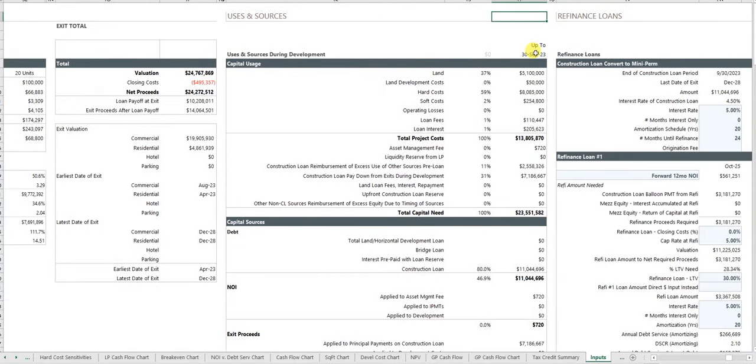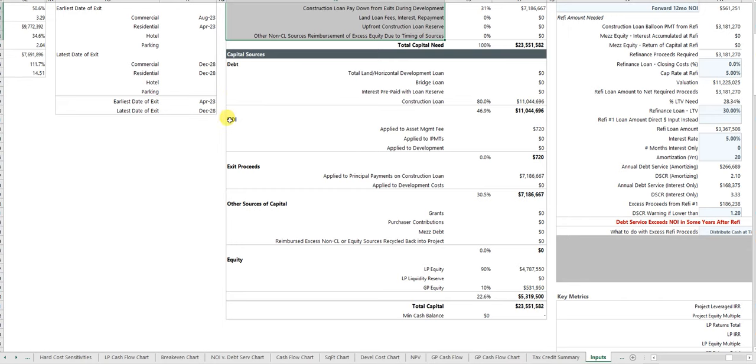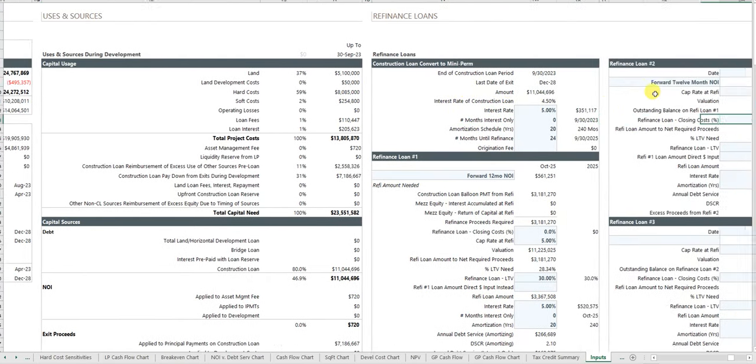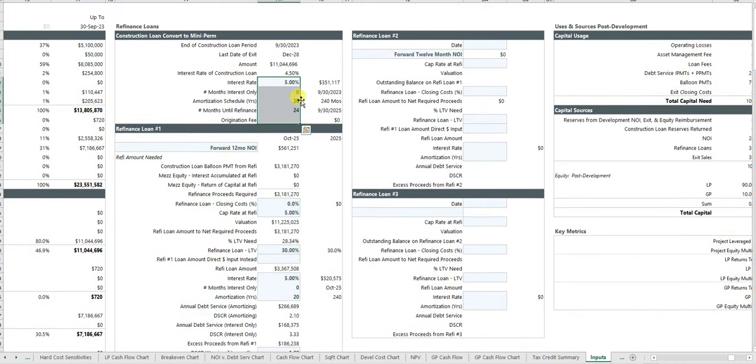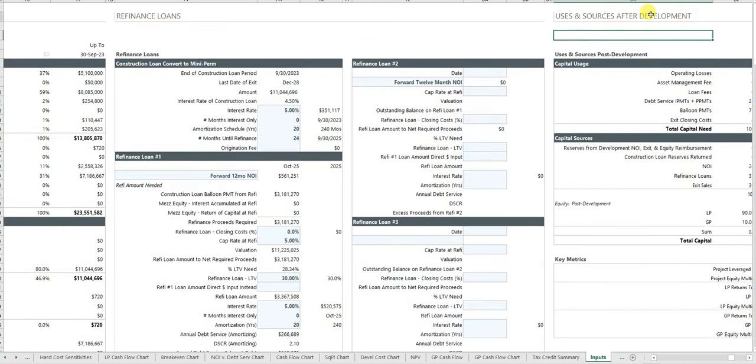And then we have our uses and sources. Nice breakdown here of all of the project costs that the bank will lend toward, and then you have other capital need items. Sources in the form of debt, NOI, exit proceeds, other sources of capital, grants, mezz debt, etc. At the end of the development period, you can convert to a mini perm, or you can just straight out refi. You can do the mini perm first and then refi. You can do 2 other refinances on top of that. And so there's just tons of functionality in this model. A summary of the revenues and expenses here.